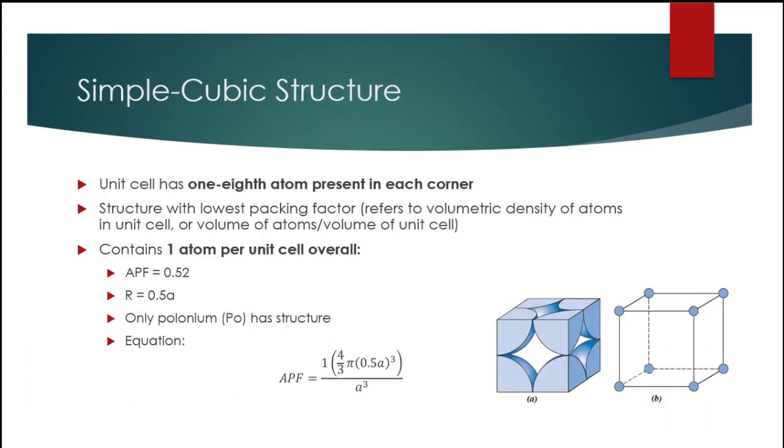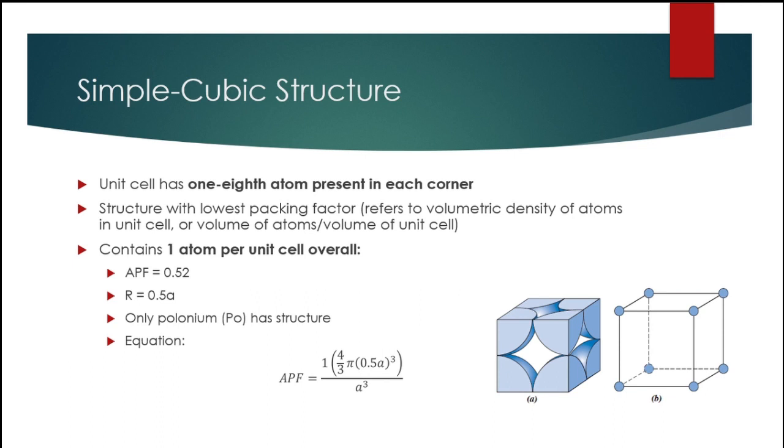Now, the simplest of these structures is the simple cubic structure. Its unit cell has 1/8 of an atom present within each corner, and it's a structure with the lowest atomic packing factor. This refers to the volumetric density of atoms within the unit cell, or rather the ratio between the volume of the atoms contained within the unit cell and the unit cell itself. Now, this, given all the corners from the structure displayed on the lower right of the slide, contains one atom per unit cell overall, which gives it an atomic packing factor of 0.52.